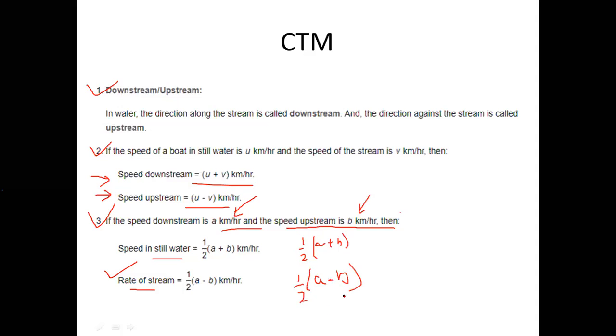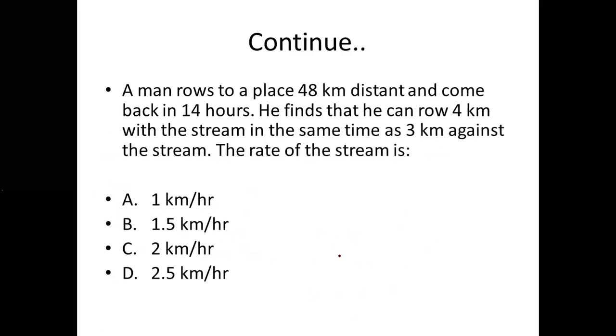Just please remember this formula, right? Half A minus B, where A is the speed downstream and B is the speed upstream. Or you can say U minus V, that we can have for upstream and downstream, right?